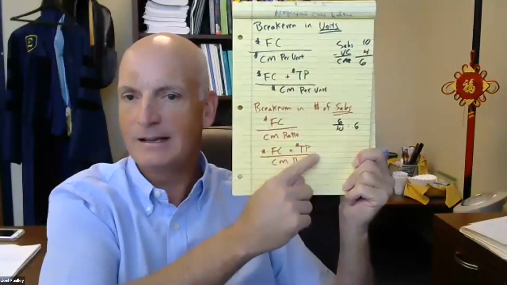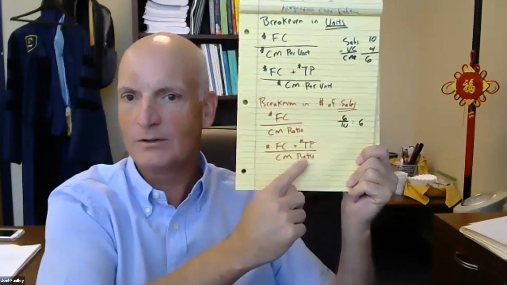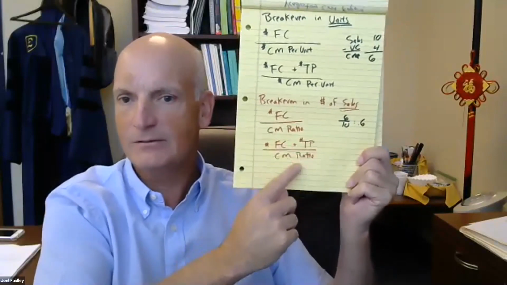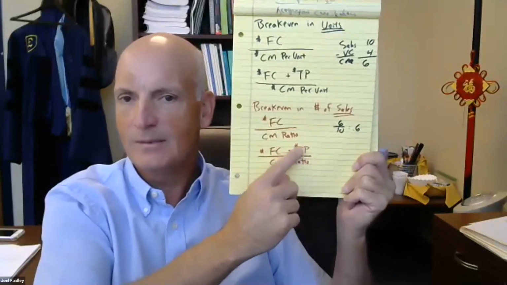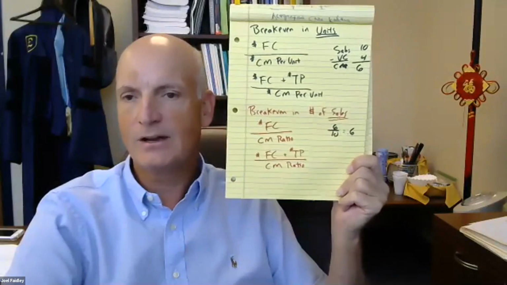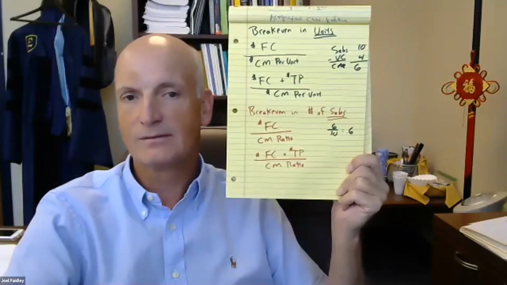And again, if you're trying to do a target profit, what's the break even in sales dollars? Just add that into your fixed cost divided by 0.6. So if my fixed costs are $100,000, what's $100,000 divided by 0.6?